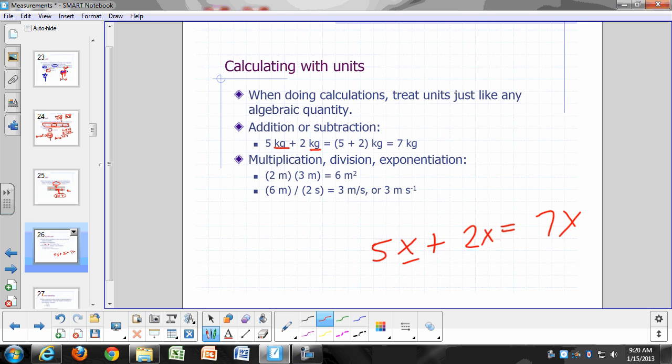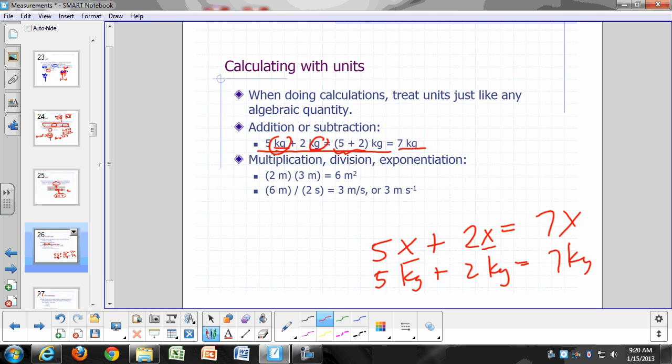So you can treat kilograms as a variable, just like x. If you have 5 kilograms plus 2 kilograms, that's going to give you 7 kilograms. So with the distributive property right here, you can factor out your kilograms. So you have 5 plus 2, and that gives you 7 kilograms.